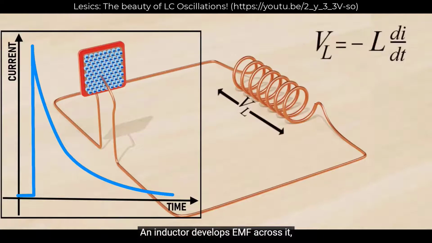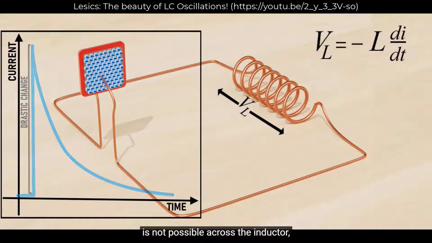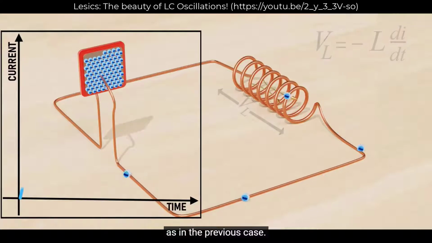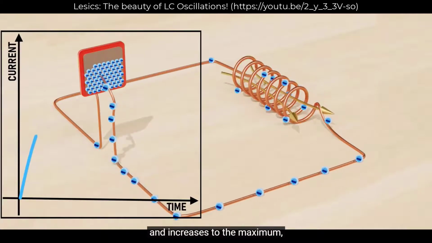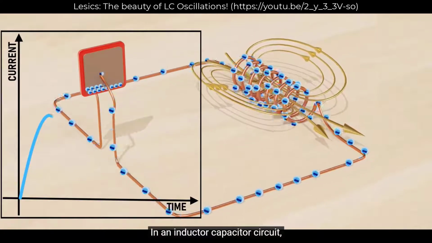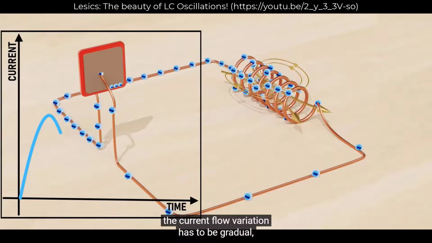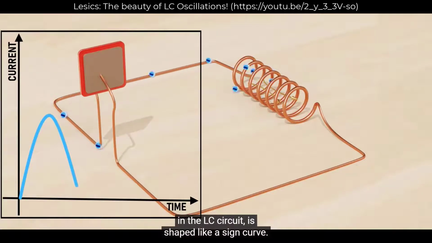An inductor develops EMF across it, based on the change in current flow. This means that a drastic change in current is not possible across the inductor as in the previous case. Now the current flow starts from zero and increases to the maximum, and then comes back to zero again. In an inductor-capacitor circuit, the current flow variation has to be gradual, and here we can see that the current flow in the LC circuit is shaped like a sine curve.